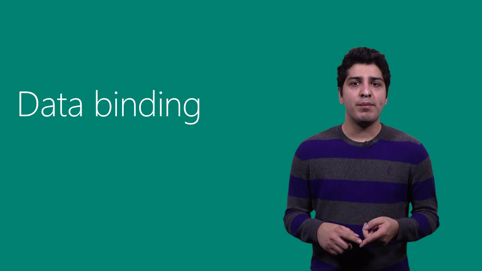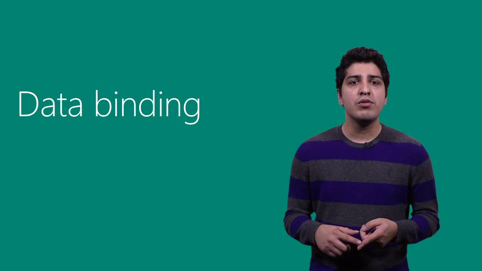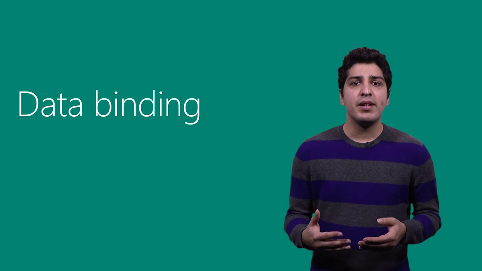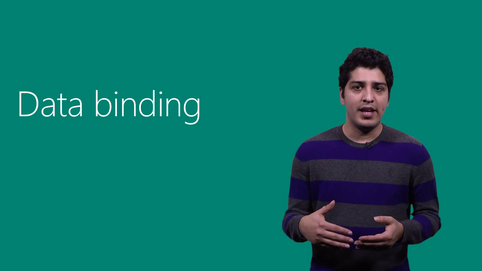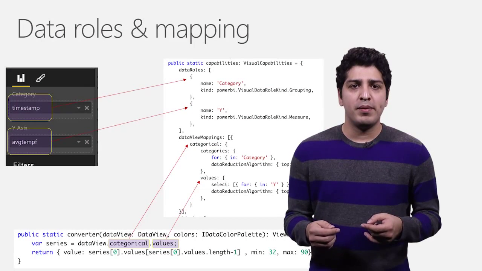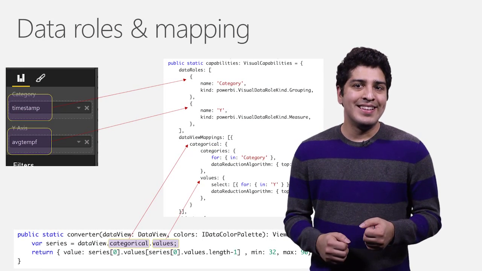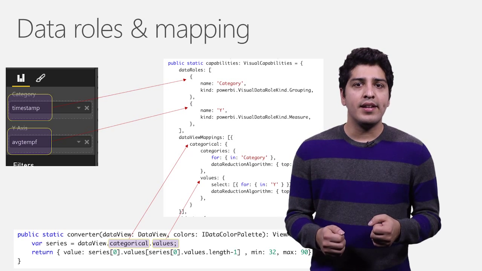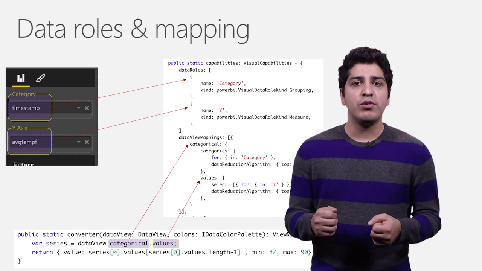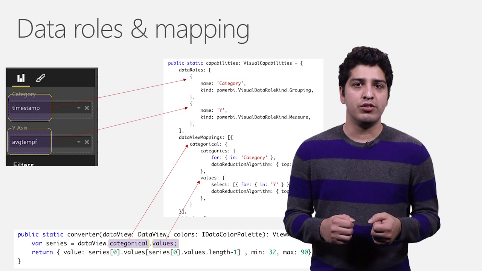In addition to implementing the iVisual interface, the visual is also required to declare its capabilities. This allows Power BI to better understand what your visual is capable of doing and provide functionality or even UI around it. The 2 most important capabilities are roles and mappings. These tell the system what kind and how many buckets the visual accepts and how they map onto the data view object that will be returned to you.